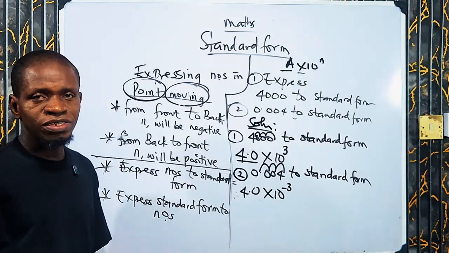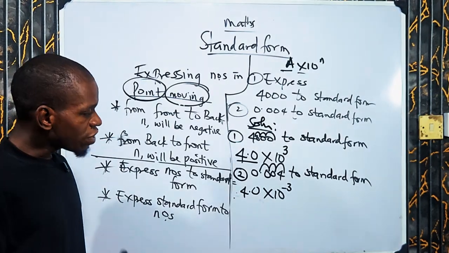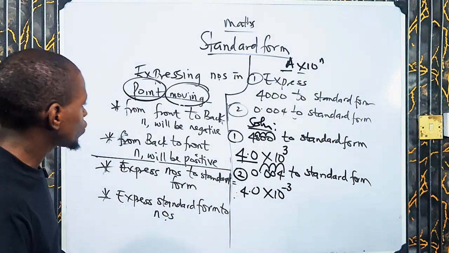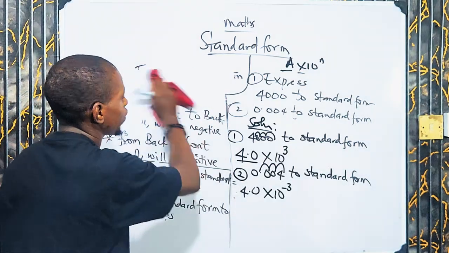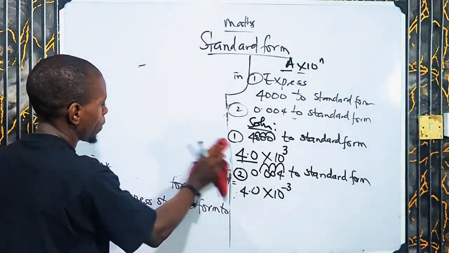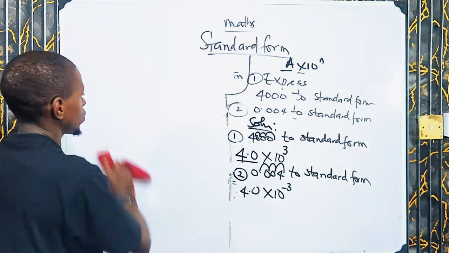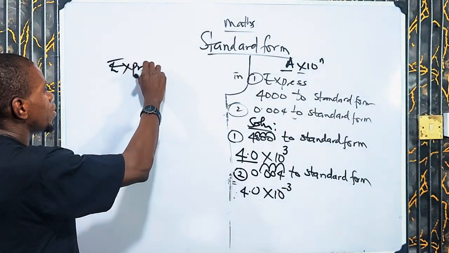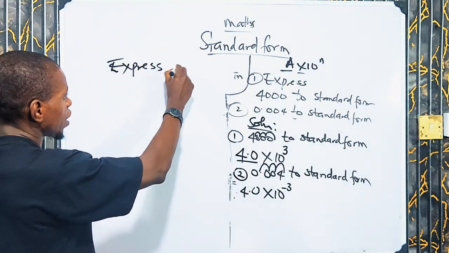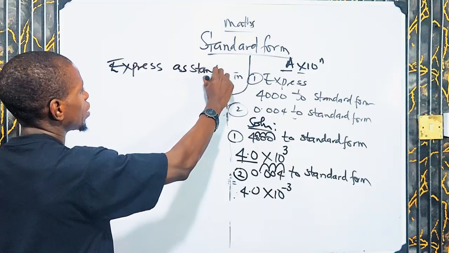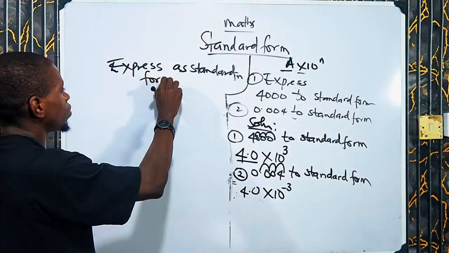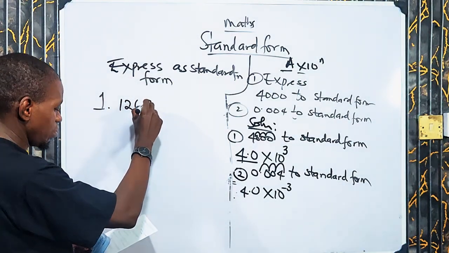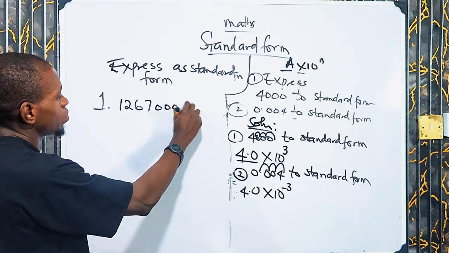Very simple to understand. Very easy to solve. Let's consider some other expression now. You are given something like: express as standard form. As standard what? As standard form. The first question says we have it as 1, 2, 6, 7, 1, 2, 3, 1, 2, 3.